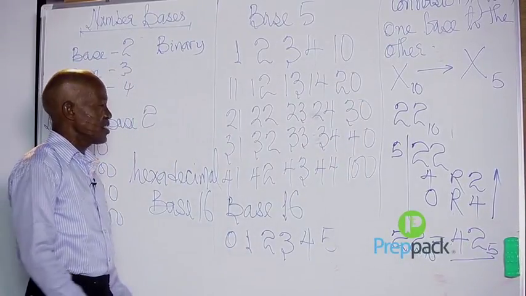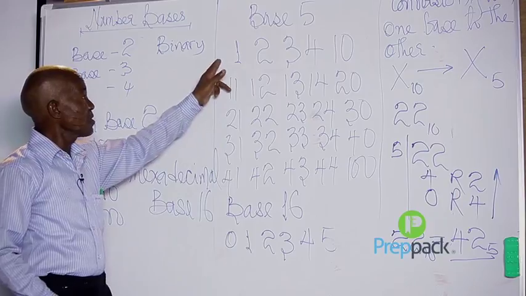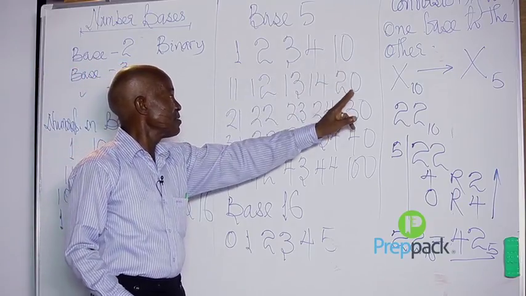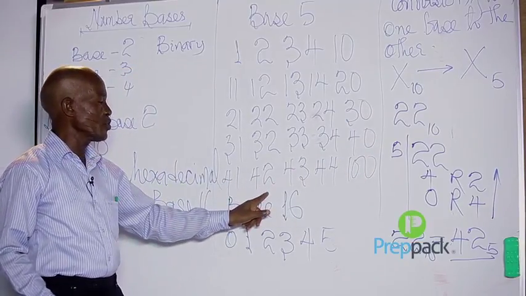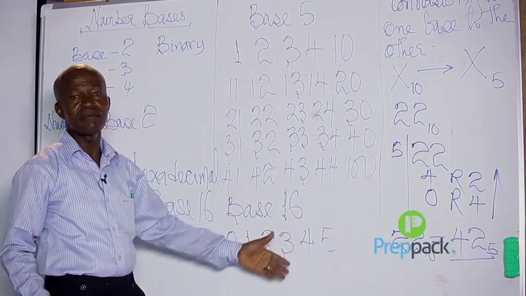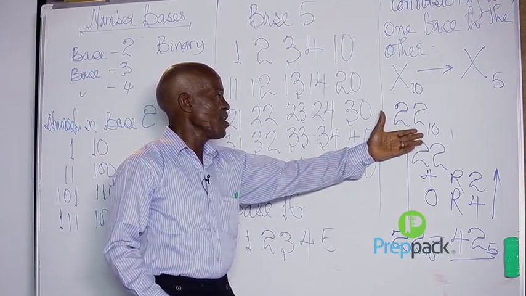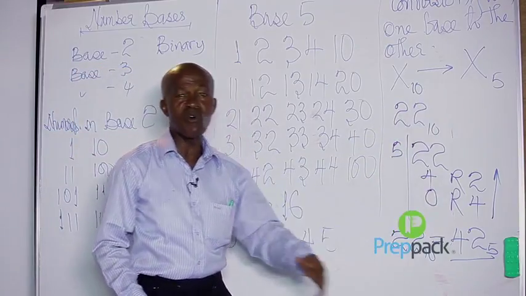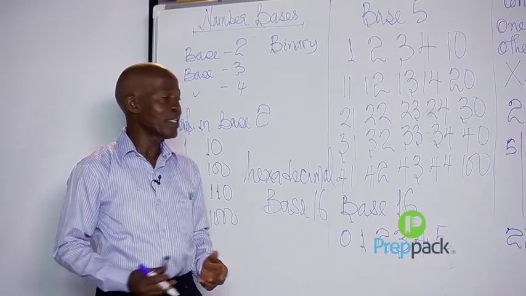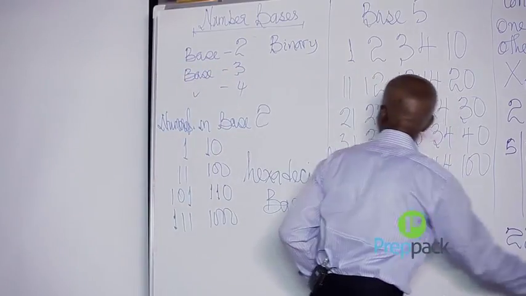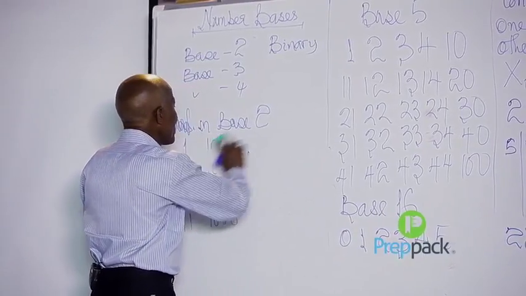Let's come here and check whether we are right or wrong. Of course, this is 5, 10, 15, 20, 21, 22. That is 42. This is in base 5. That tells you that we can convert base 10 to base 5, or whichever base that we want to do the conversion.